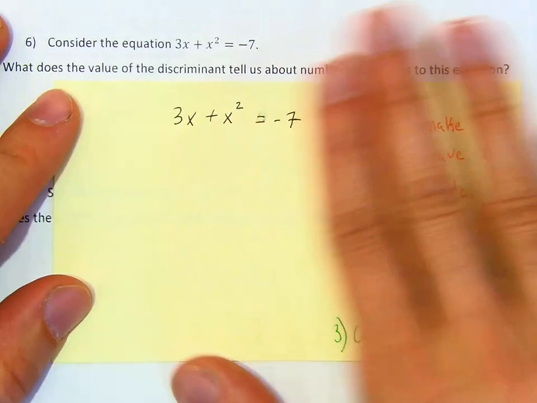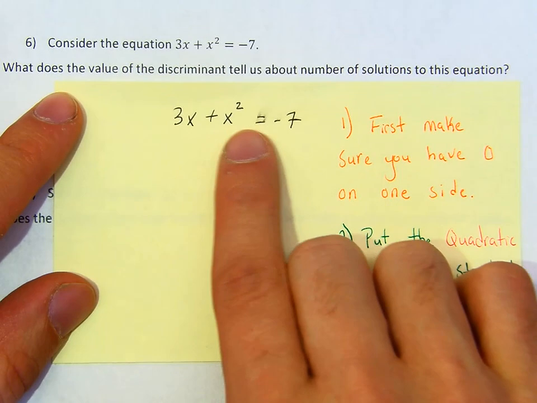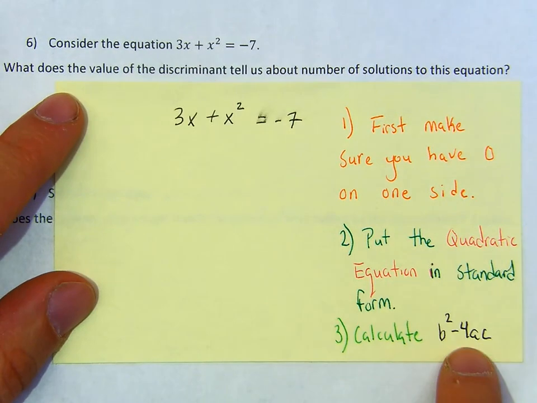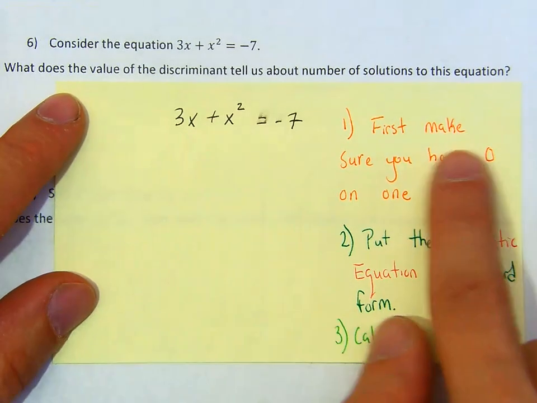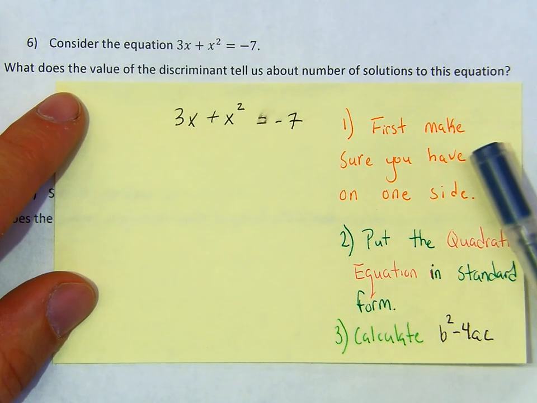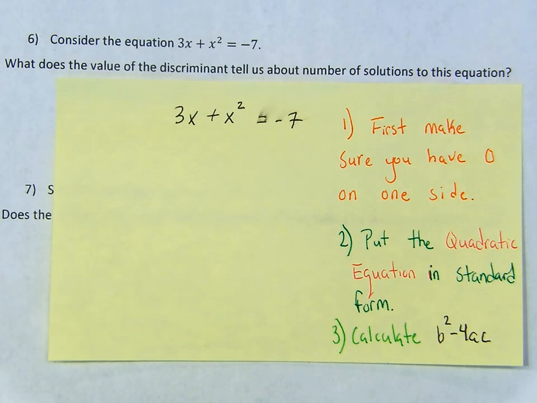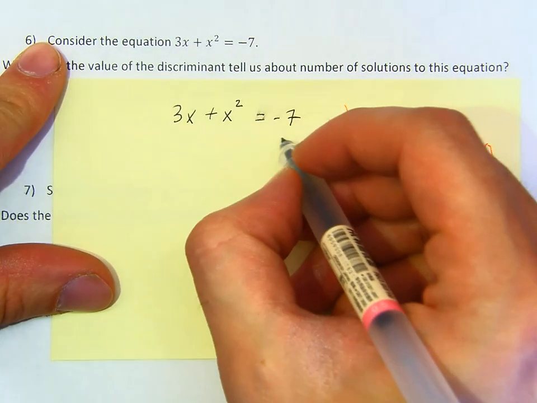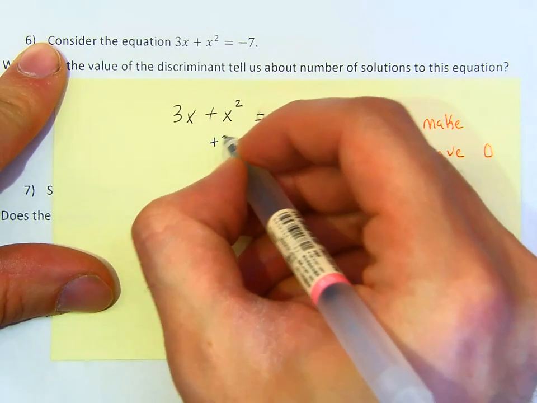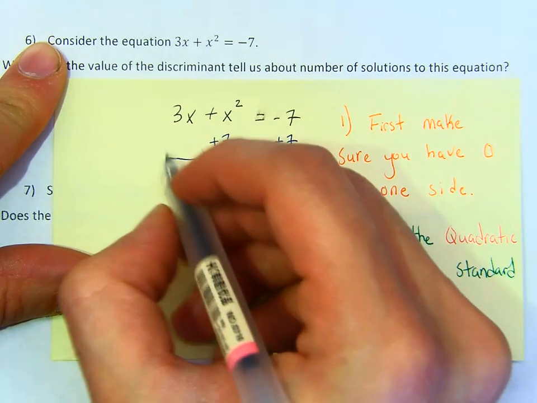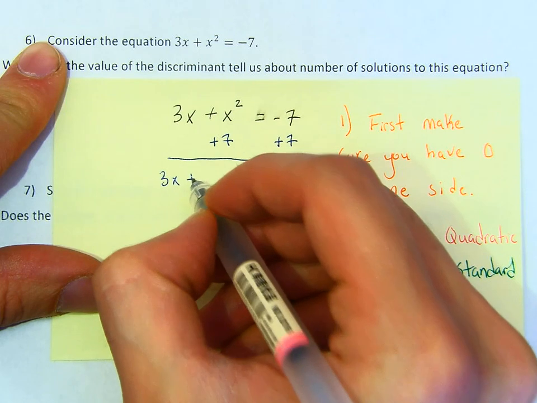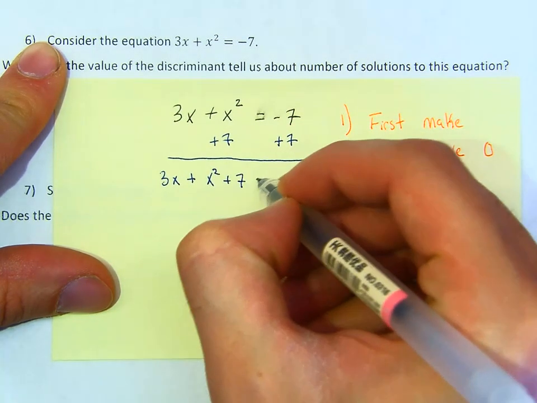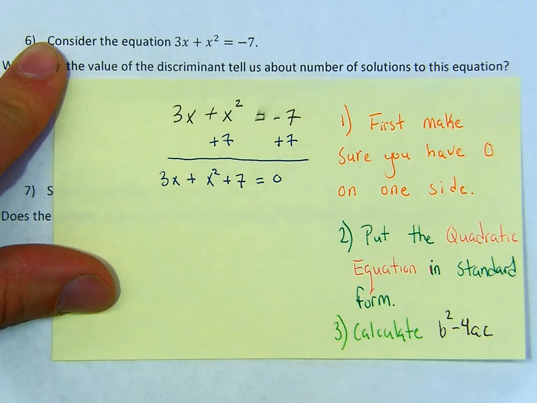Okie dokie. So if we have this problem, 3x plus x squared equals negative 7, we're trying to find the discriminant. And remember, the discriminant is b squared minus 4ac. The first move is to make sure that you have 0 on one side. So if you have 3x plus x squared equals negative 7, how do you get 0 on one side? We add 7, right? And now we have 3x plus x squared plus 7 equals 0, and notice you can't combine these terms.